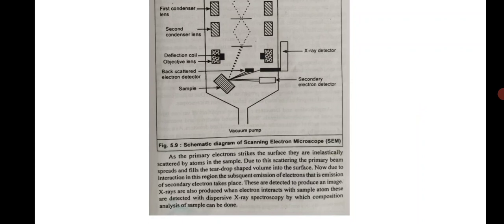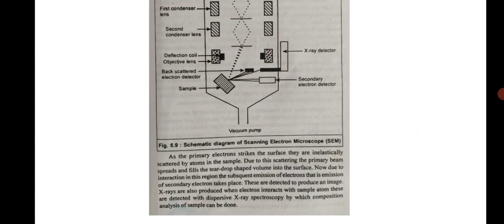As primary electrons strike the surface, they are inelastically scattered by atoms in the sample. Due to this scattering, the primary beam spreads and fills a teardrop-shaped volume below the surface. Due to interaction in this region, emission of secondary electrons takes place. These are detected to produce an image.